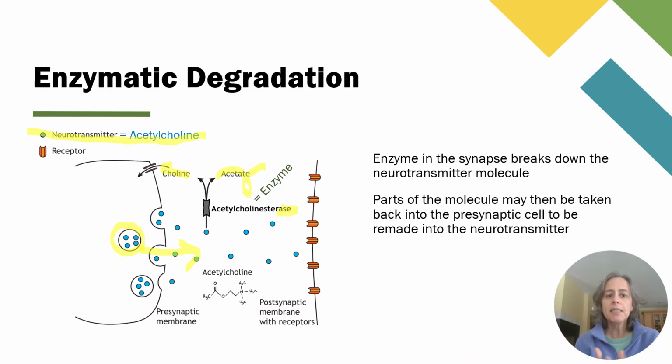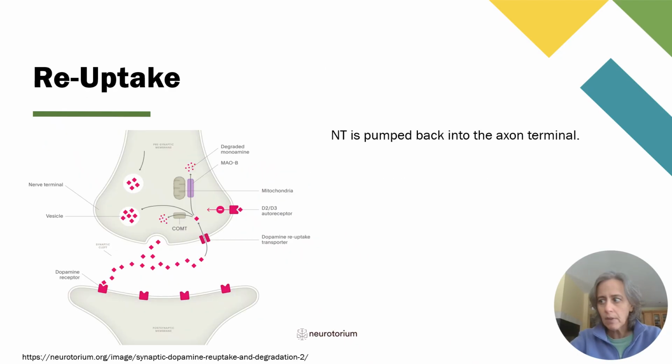Oftentimes, those little components, those little pieces of the neurotransmitter will get taken back into the cell, which will reassemble them and kind of recycle them so that now we have more neurotransmitter again for the next signal. The other way is reuptake.